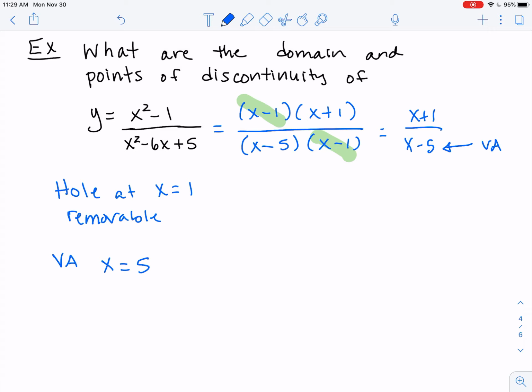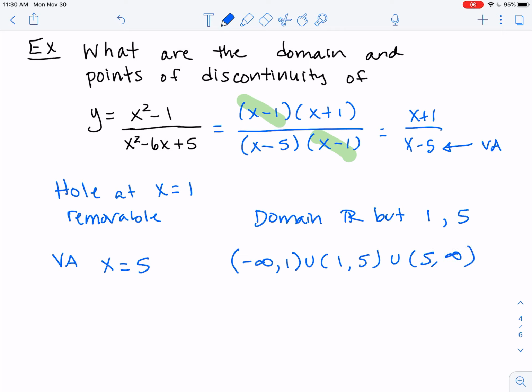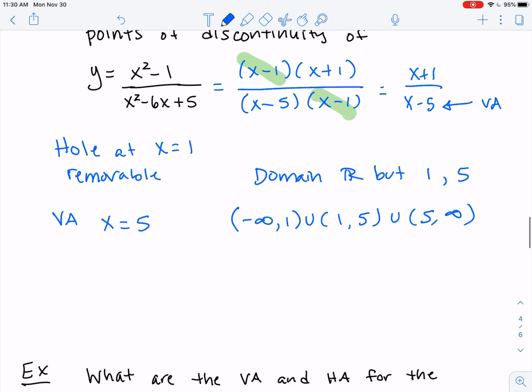So how do I find my domain? Well, your domain is always going to be all real numbers, but your holes and your vertical asymptotes. Well, all real numbers, but 1 and 5. So that means in interval notation, that is negative infinity to 1, union 1 to 5, union 5 to infinity. That would be your domain and how to find your points of discontinuity.